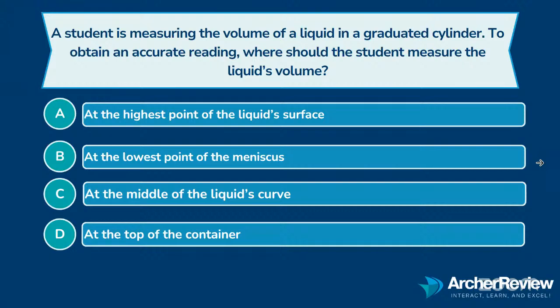A student is measuring the volume of a liquid in a graduated cylinder. To obtain an accurate reading, where should the student measure the liquid's volume? A, at the highest point of the liquid's surface. B, at the lowest point of the meniscus. C, at the middle of the liquid's curve. D, at the top of the container. Get those answers out there.